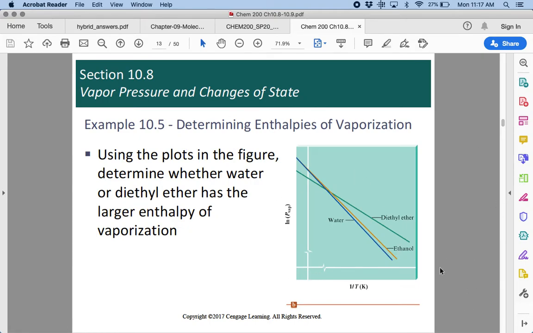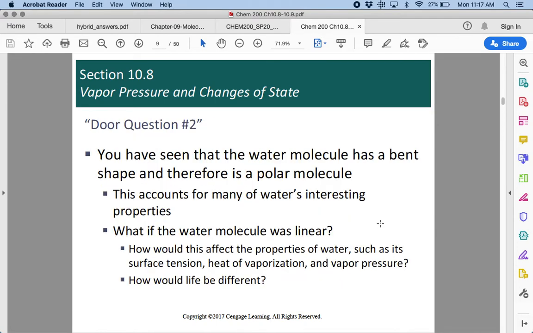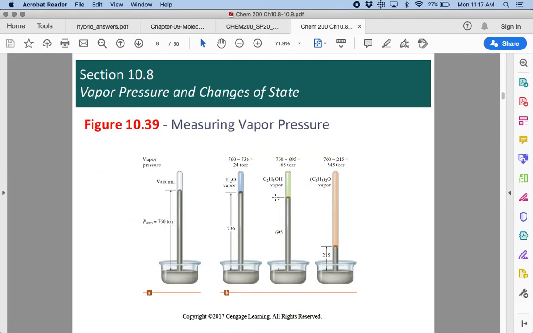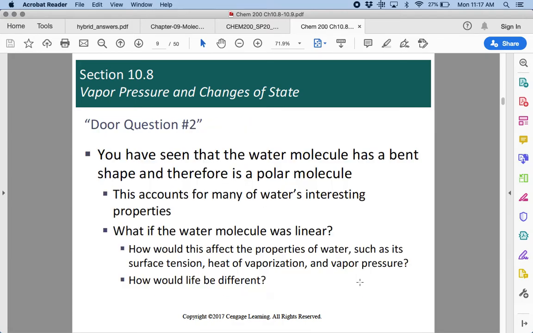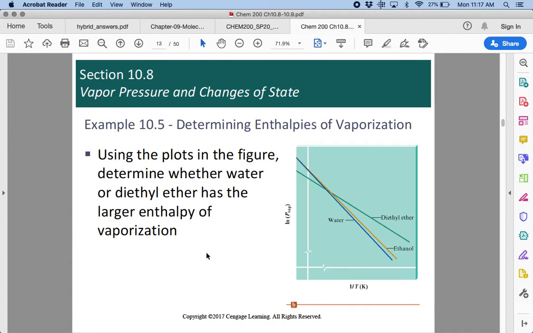Okay, so let's say these were different compounds: diethyl ether, water, and ethanol, which relate to the colors that we have here: water, ethanol, diethyl ether. Same colors, same ones here, so that you can relate them, okay? Using the plots in the figure, determine whether water or diethyl ether has a larger enthalpy of vaporization.